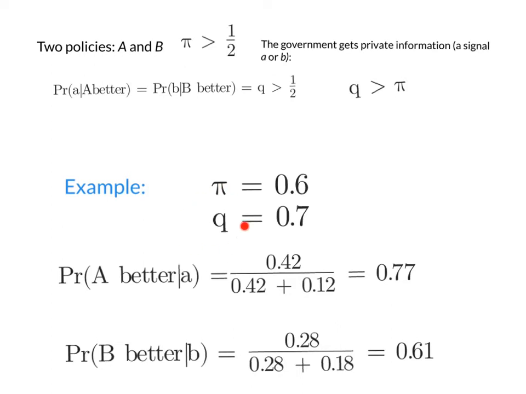We're going to assume that Q equals 0.7. In other words, when a hard lockdown is the better policy, there's a 70% chance that the government will receive signal little a, and only a 30% chance the government will receive signal little b. However, if a soft lockdown, capital B, is the best policy, then there's a 70% chance that the government will receive signal little b, and a 30% chance that the government will receive signal little a.